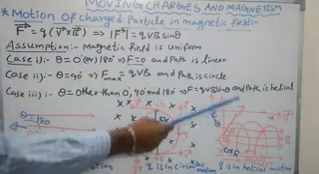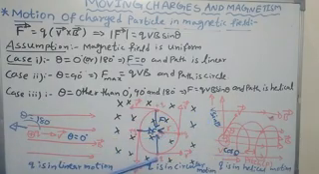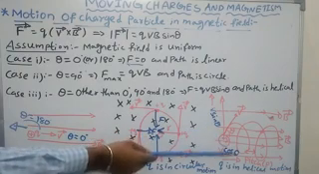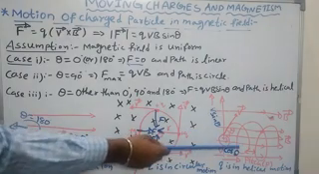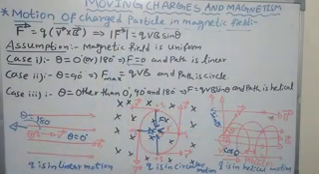Why? Here the velocity has two components, v cos theta and v sin theta. In the previous case there is only one component, which is perpendicular to the magnetic field. But here there are two components. One component is along the direction of the magnetic field, and one component is perpendicular to the magnetic field. I hope you understood, students, right?